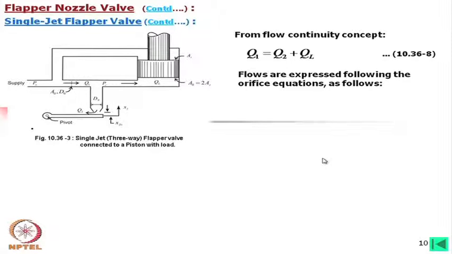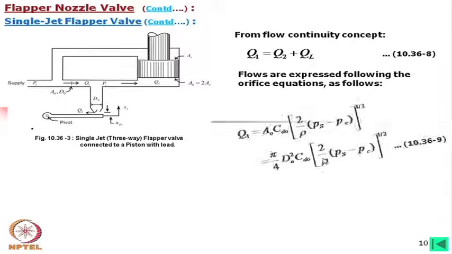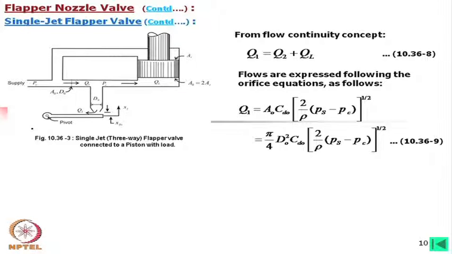Flows are expressed following the orifice equations as follows. Now, the orifice equation is the same. The only thing in this case is that A0 is the area, which is pi by 4 D0 squared, where D0 is the diameter here. This is the system pressure and this is the control pressure over here. So, this is the flow Q1, the total flow.